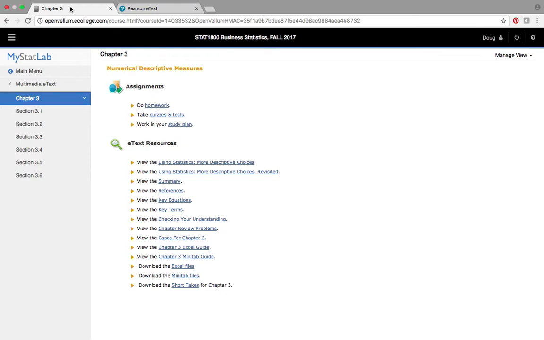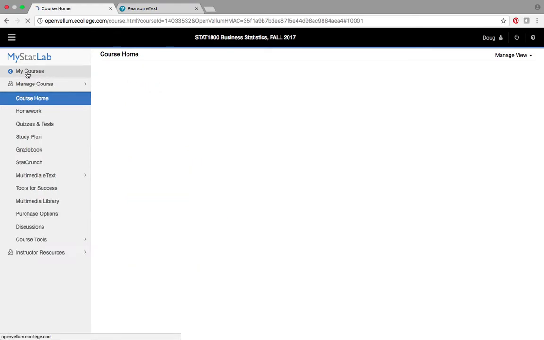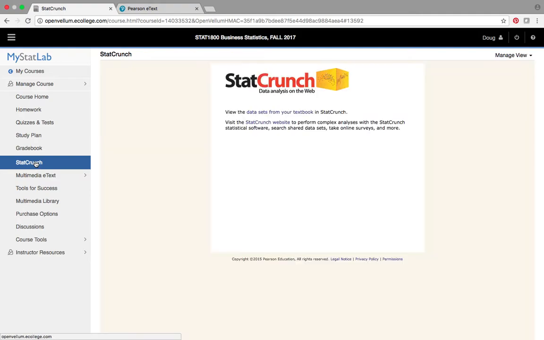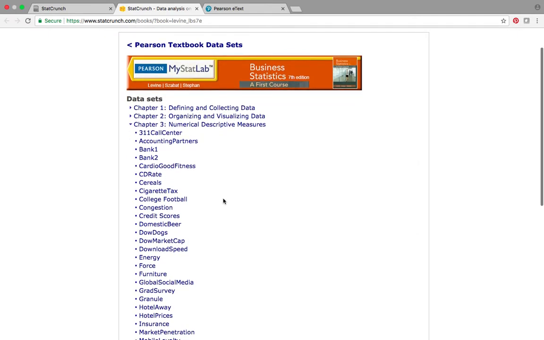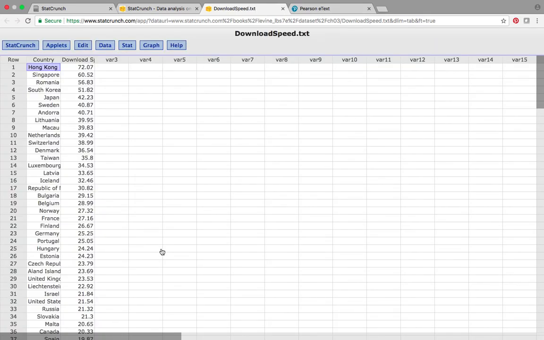Now, what we want to do is go back to our main menu and open up StatCrunch. And I want to look at data sets from your textbook. The data set that I want to look at comes from Chapter 3, and it is download speed. So there it is right there. I'm going to click it, and it's going to put it into StatCrunch, which is really cool.